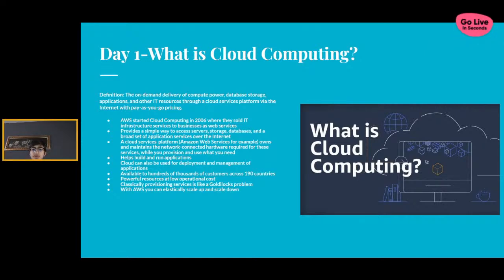Usually, provisioning your services is like a Goldilocks problem, where it's hard to get just right. However, with AWS, you can elastically scale up or down your usage so that you can get the exact amount that you need.